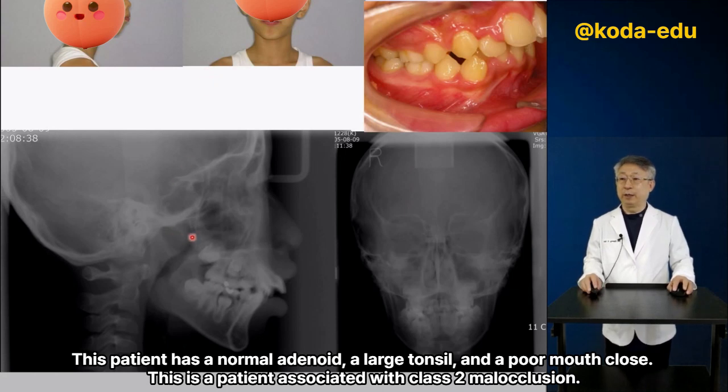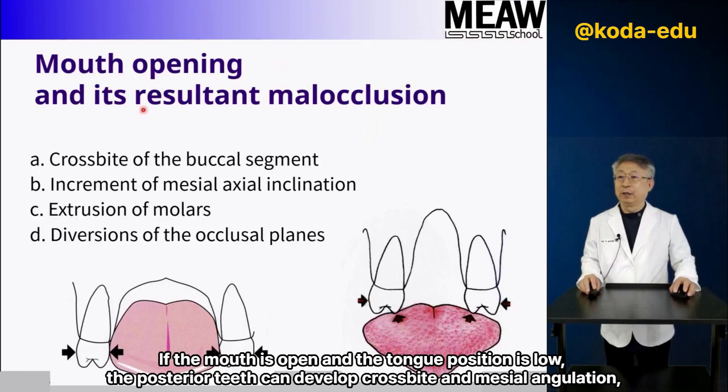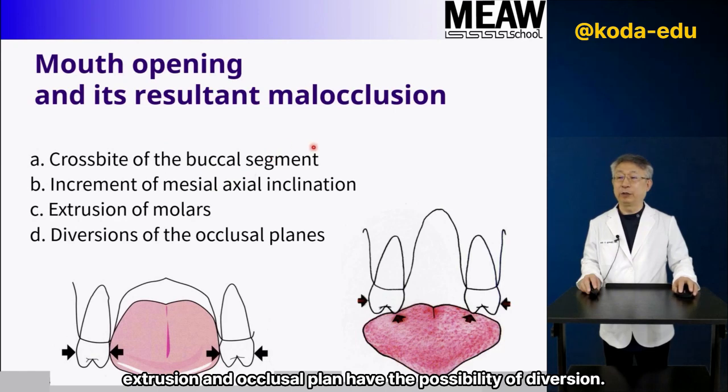This patient has a normal adenoid, a large tonsil, and a poor mouth close. This is a patient associated with class 2 malocclusion. If the mouth is open and the tongue position is low, the posterior teeth can develop crossbite and mesial angulation. Extrusion and occlusal plane have the possibility of diversion.